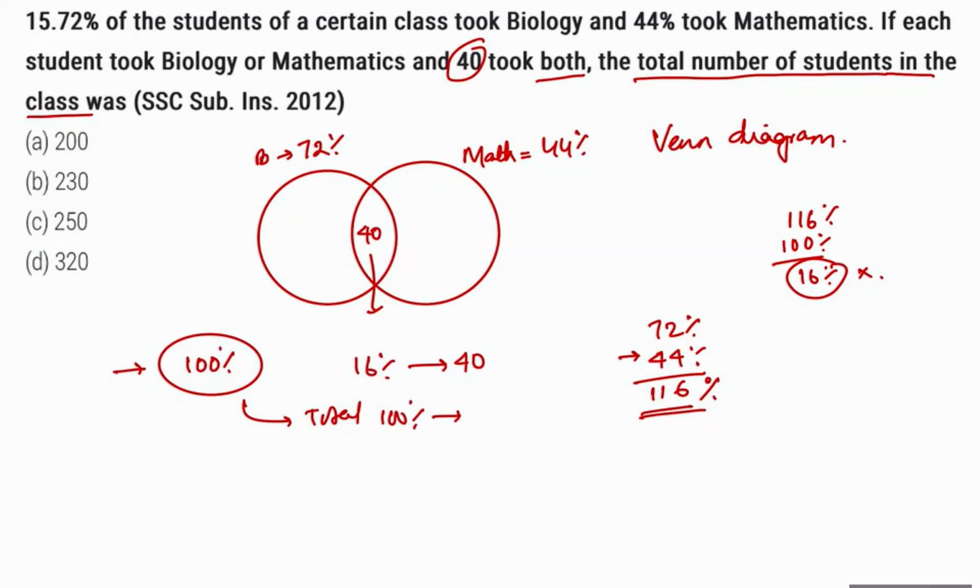40 into 100% divided by 16. 4 4s are 16, 4 2s are 8, 4 5s are 20. Answer is 25 into 10, which is 250. That was the Venn diagram topic.